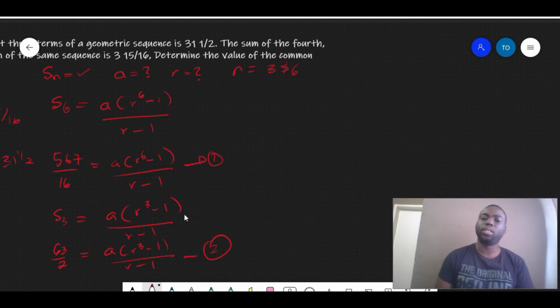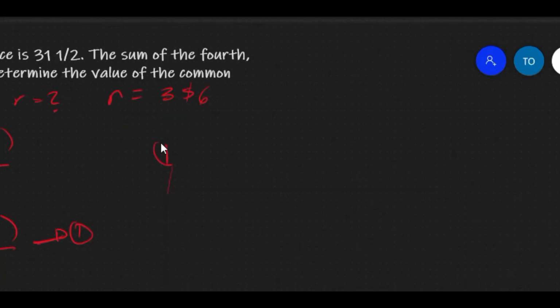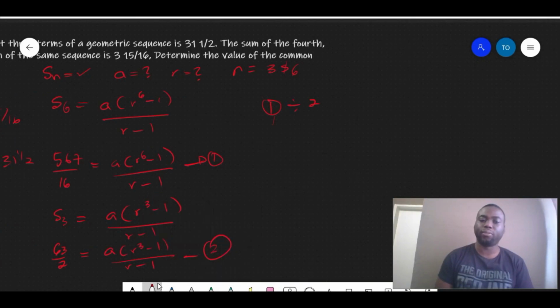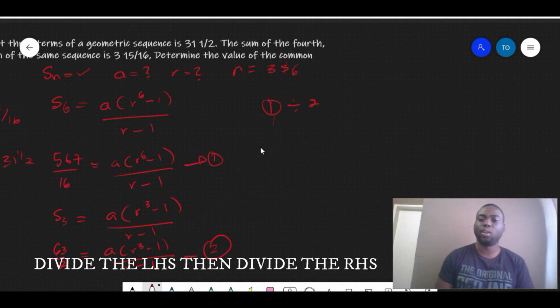So remember what we did in the previous question, whereby we noticed by dividing one by the other, you can remove a letter. Now I notice that if I divide equation 1 by equation 2, I would be able to eliminate A, right? And that's what I'm going to try to emphasize. So I'm literally going to do that. I'm going to write 1 divided by 2. Now, you need to be careful while doing this because it's very easy to make a mistake. You divide the left-hand side first, then you divide the right-hand side first. 1 divided by 2 left-hand side, 1 divided by 2 right-hand side. So this is what I mean.